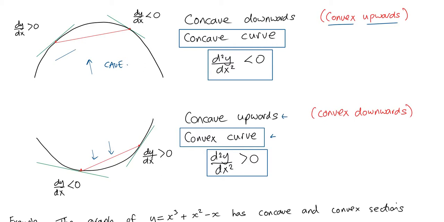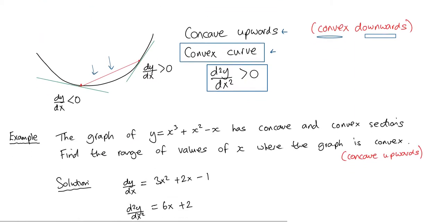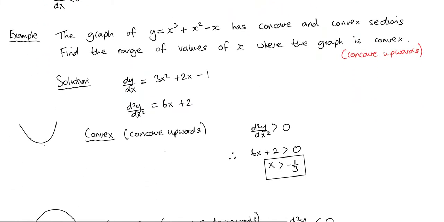With this one, the gradient is actually increasing, and so d2y by dx squared is greater than 0. So that's all the information there for you to remember. Don't worry about the convex downwards and convex upwards, just remember the stuff in black that I've written there, depending on which examination board you're doing. So let's have a look at a question that they could ask.